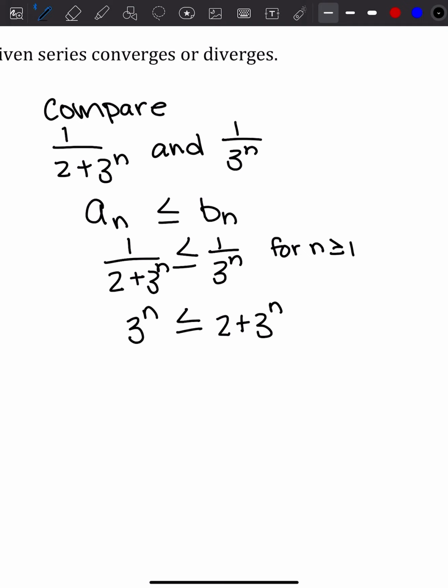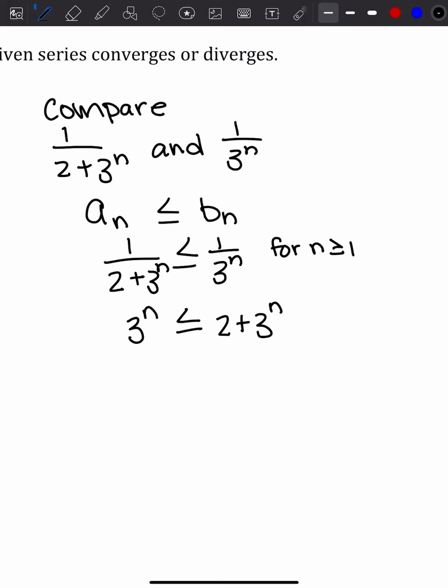This is a true statement. That means the one above it, 1 over 3 to the n, is indeed bigger than or equal to 1 over 2 plus 3 to the n. And that makes sense because 1 over 2 plus 3 to the n is going to have a bigger number in the denominator than 1 over 3 to the n. And when we take 1 and divide it by something that's bigger, it's going to be a smaller number overall.